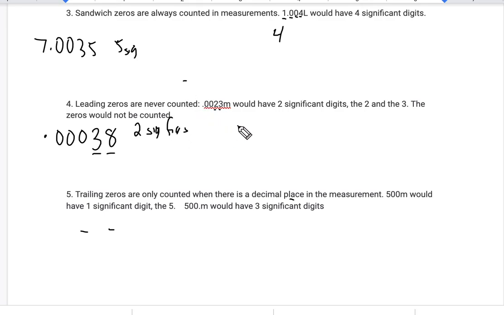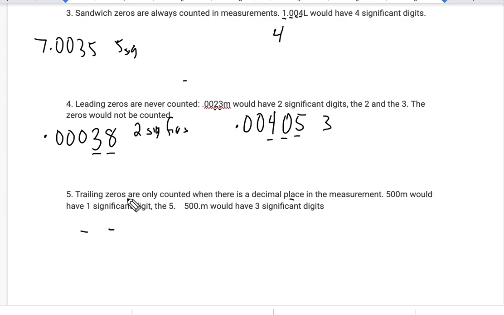Okay, now sometimes you can have leading zeros, like 0.004, but you can also have a sandwich zero. The leading zeros are not counted, but the 4 would be counted because it's a non-zero. This 0 would be counted because it's a sandwich zero, and the 5 would be counted, so that would have 3 significant digits. All right, so leading zeros are never counted.